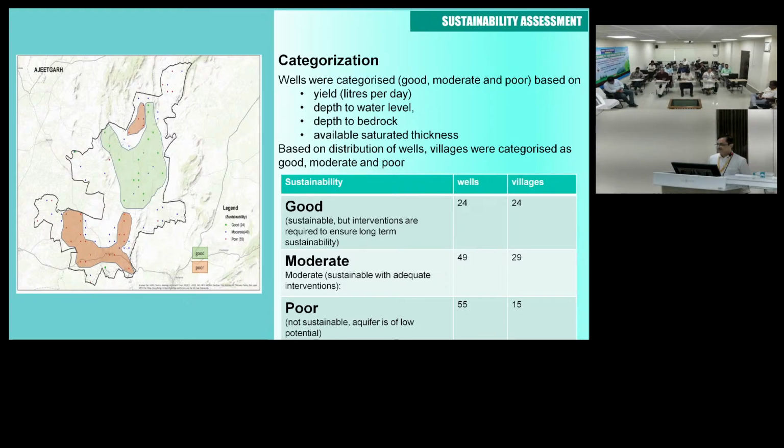So, this green patch is the good area, we are saying this area we can make recharge, it will become sustainable and good, and this southern part, though we have seen some water is still there, but in that area intervention will not be very feasible because there are issues there. And in the good area, on what basis are we saying it is good: the yield is good, the depth to water level is okay, the depth to bedrock is deeper, and saturated thickness is available.